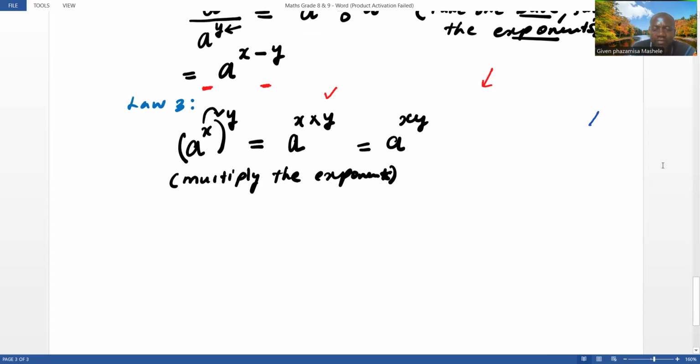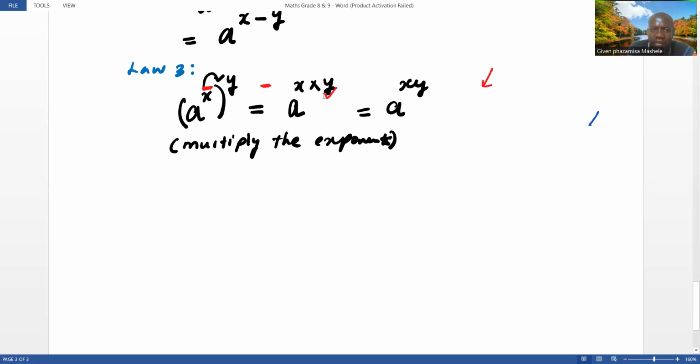Let's do an example. Imagine we have, let's say, 2 to the exponent of 3, everything to the power of 2. So what does this mean? Let's just take it further. 3 is an exponent.